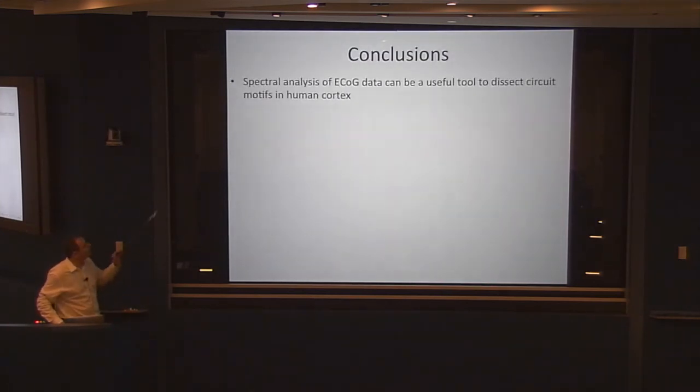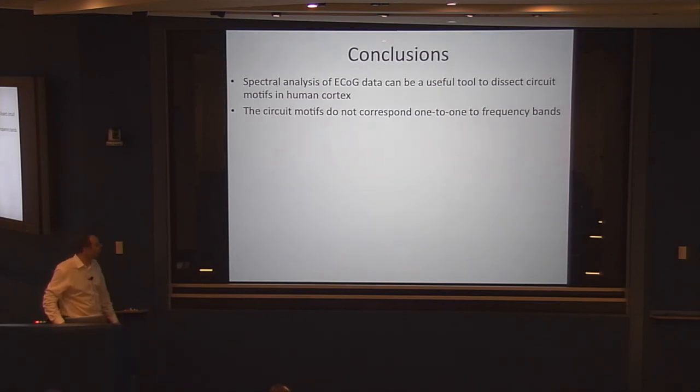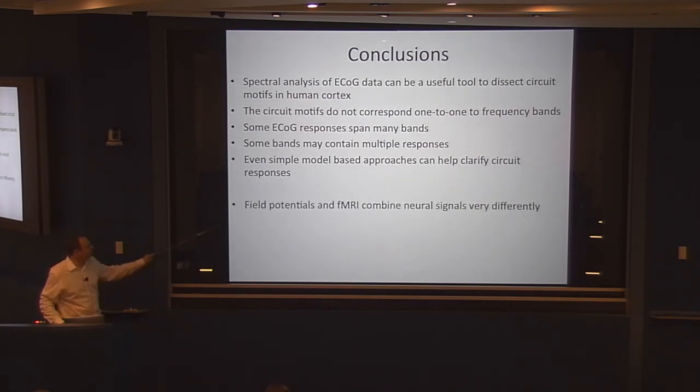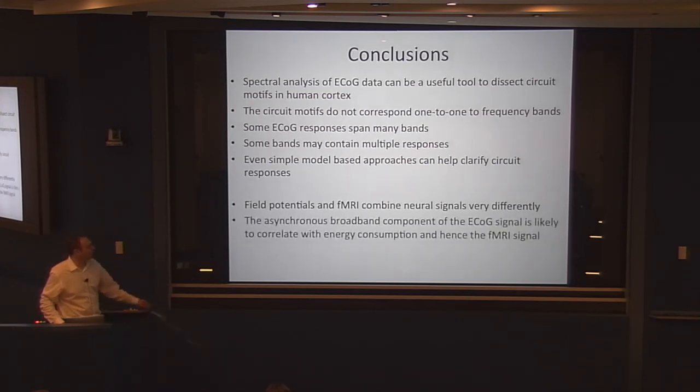So a few conclusions. The spectral analysis of ECoG data can be a useful tool to dissect circuit motifs, like the steady-state signal, narrowband, and broadband signals. They do not correspond one-to-one to frequency bands. Some ECoG responses span many bands, like the broadband signal. Some bands may contain multiple responses. And even a simple model-based approach can help clarify the circuit responses, like a line plus a bump. Finally, field potentials and fMRI combine neural signals very differently. The asynchronous broadband component of the ECoG signal is likely to correlate with the energy consumption and hence the fMRI signal.